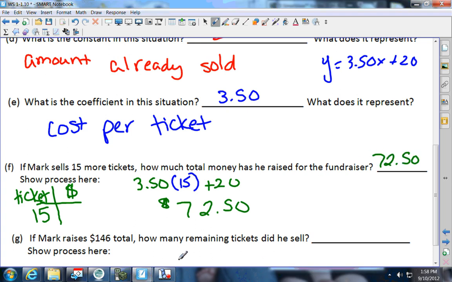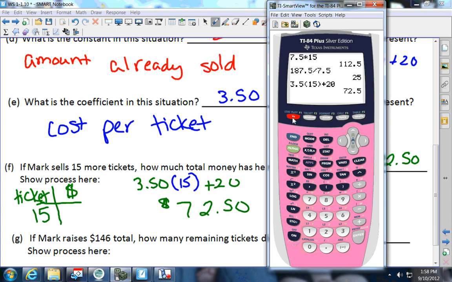I can find my answer this way, or I can go in here to y equals and put in there 350x plus 20, press second graph, and go to where x is 15. And there's the 7250 right there. So that would be right here.